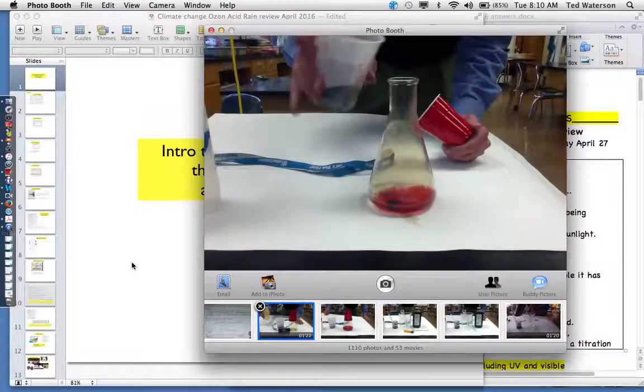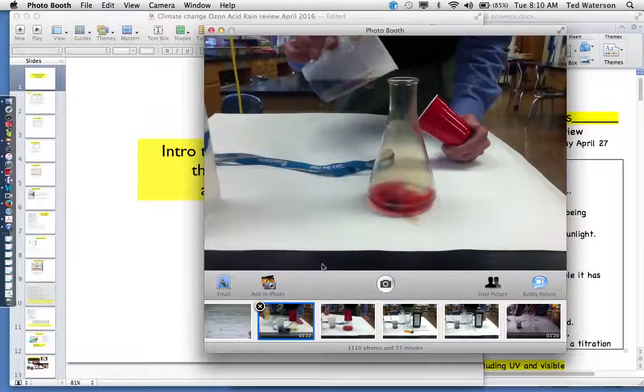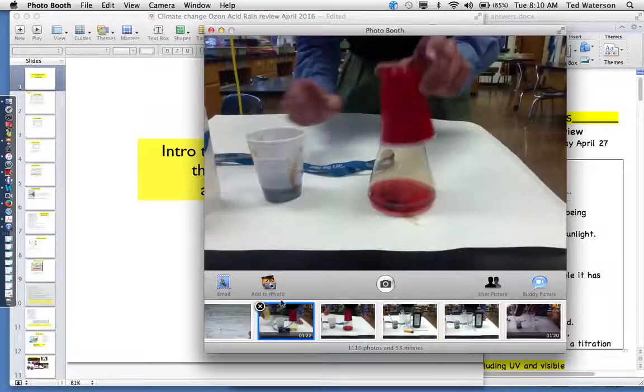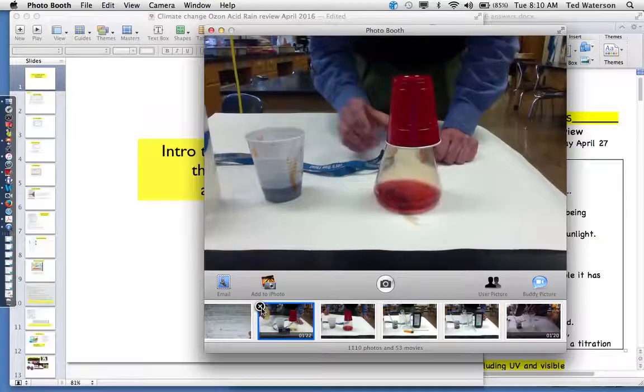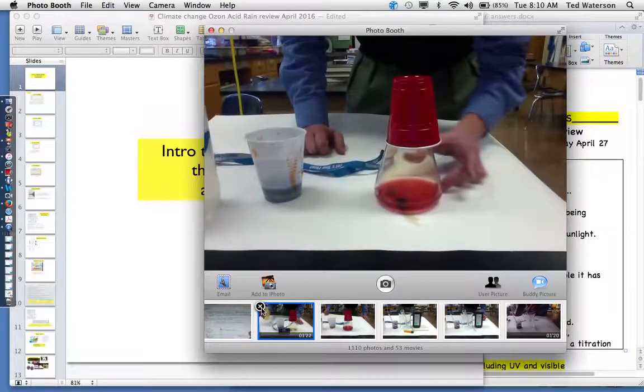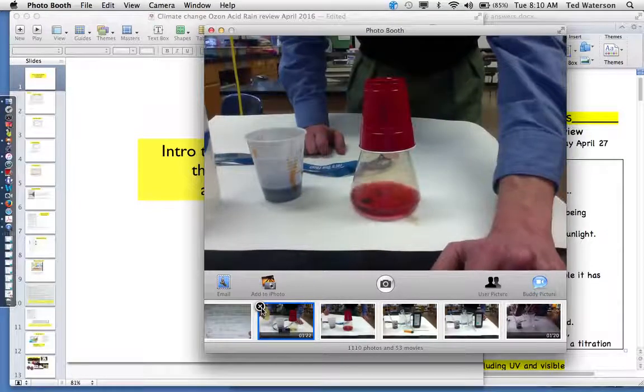It mixes with the water. And there you can see our cabbage juice did indeed change color. It's really similar when I put carbon dioxide into water. And we watched our indicators change color there too.